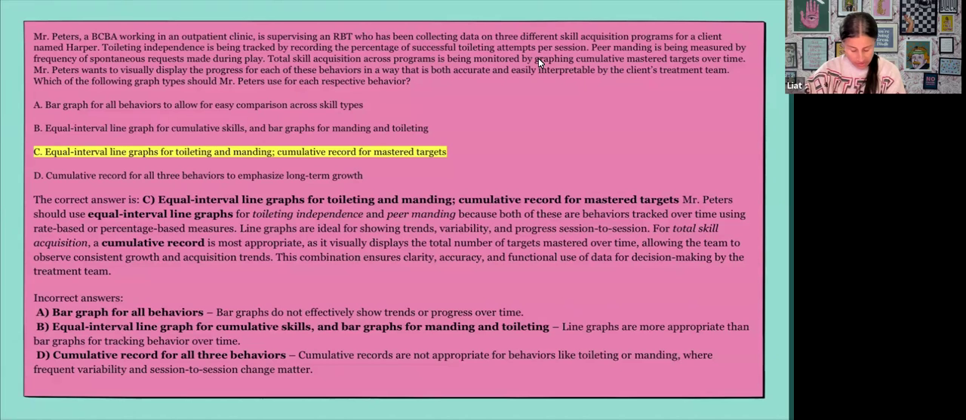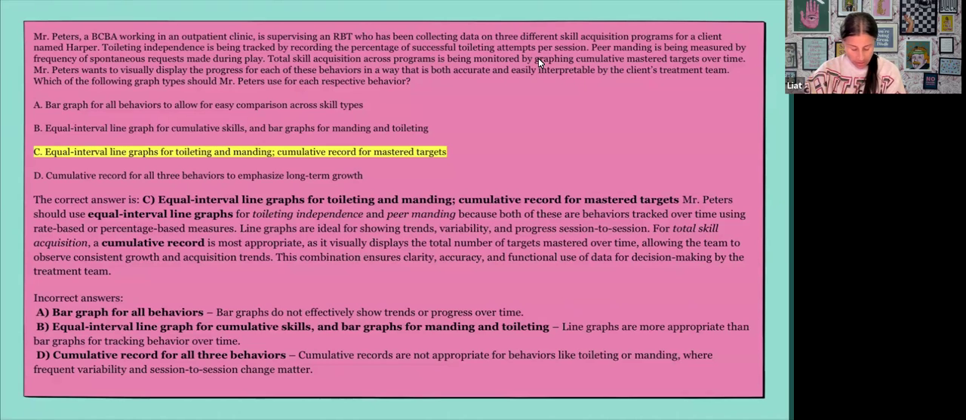For total skill acquisition, a cumulative record is most appropriate as it visually displays the total number of targets mastered over time, allowing the team to observe consistent growth and acquisition trends. This combination ensures clarity, accuracy, and functional use of data for decision-making by the treatment team.